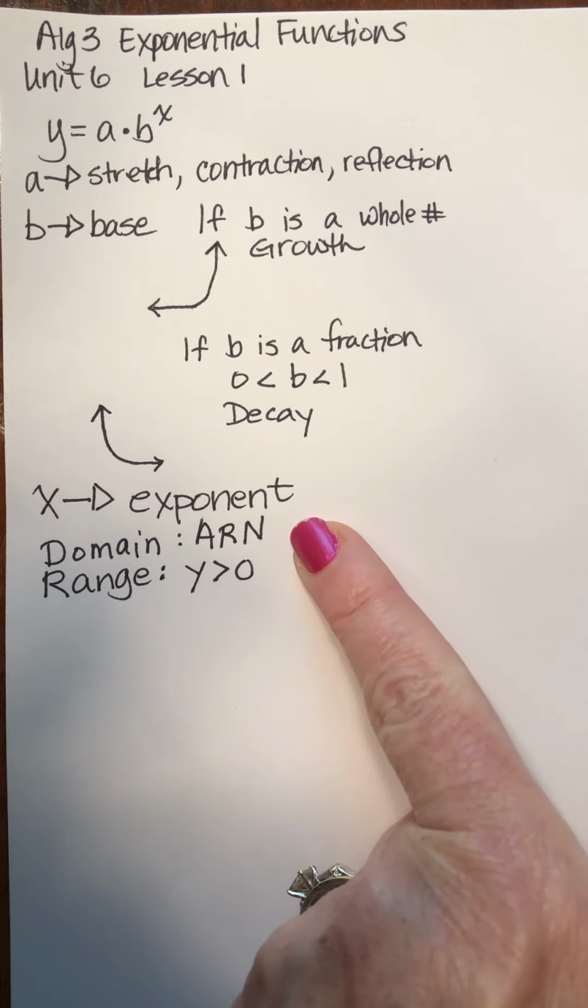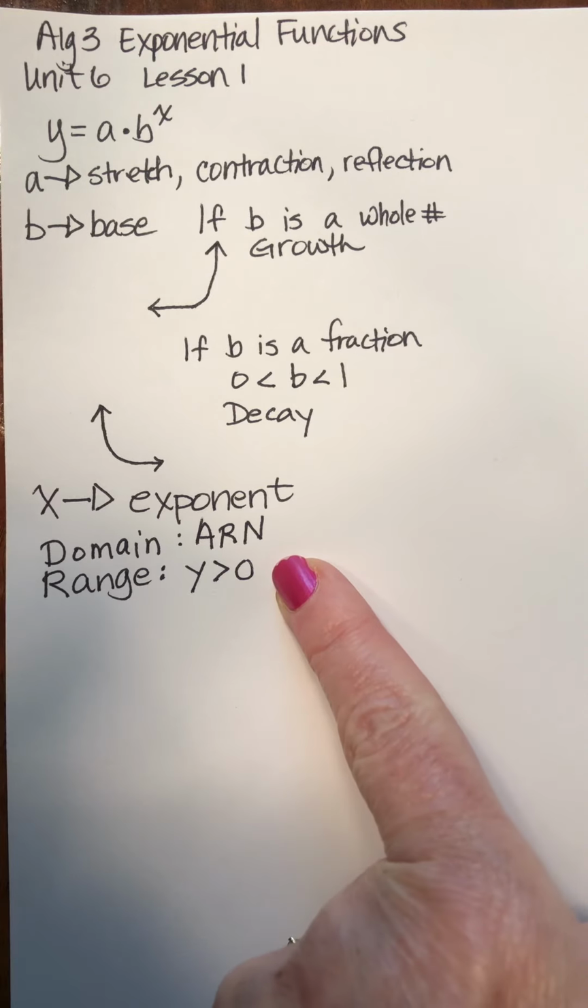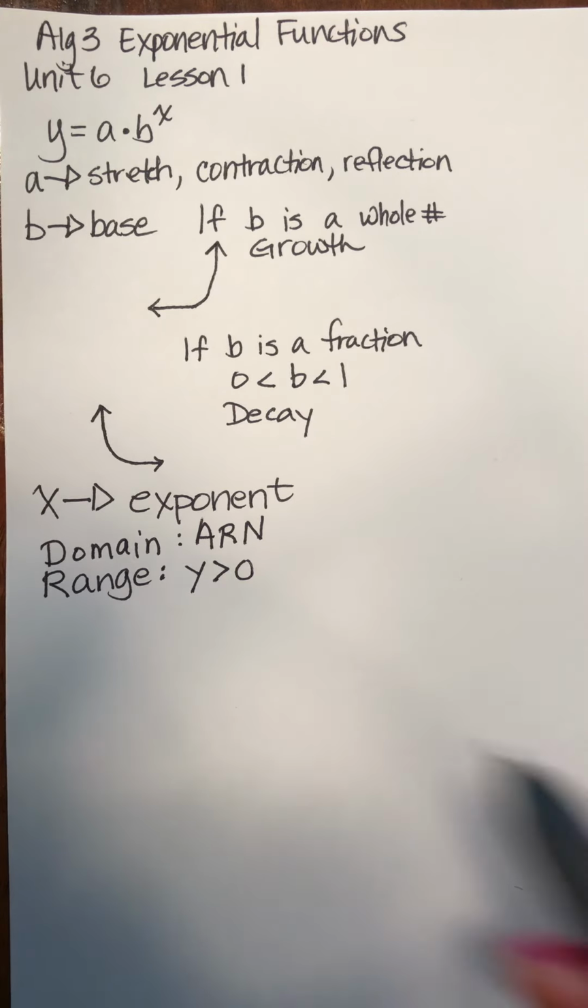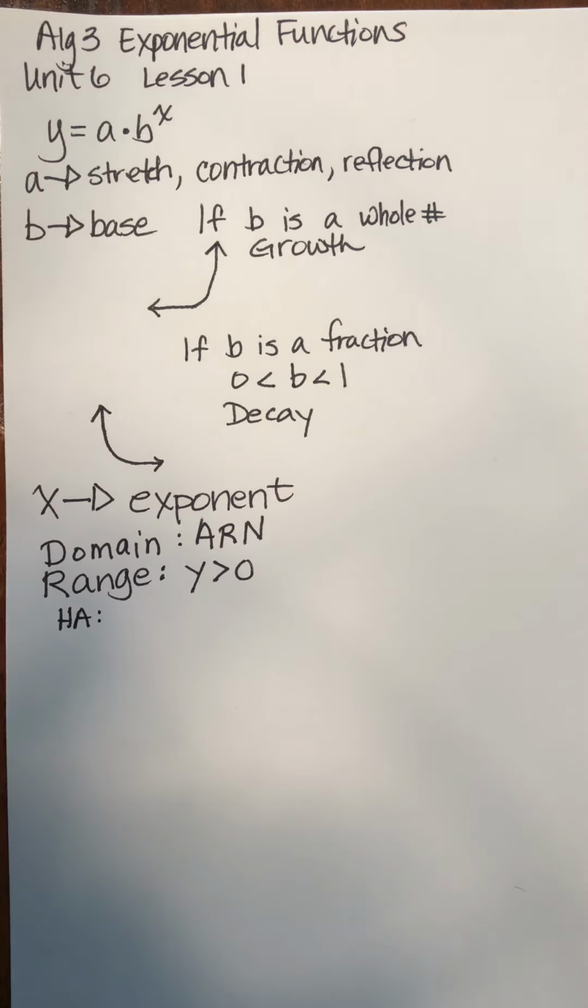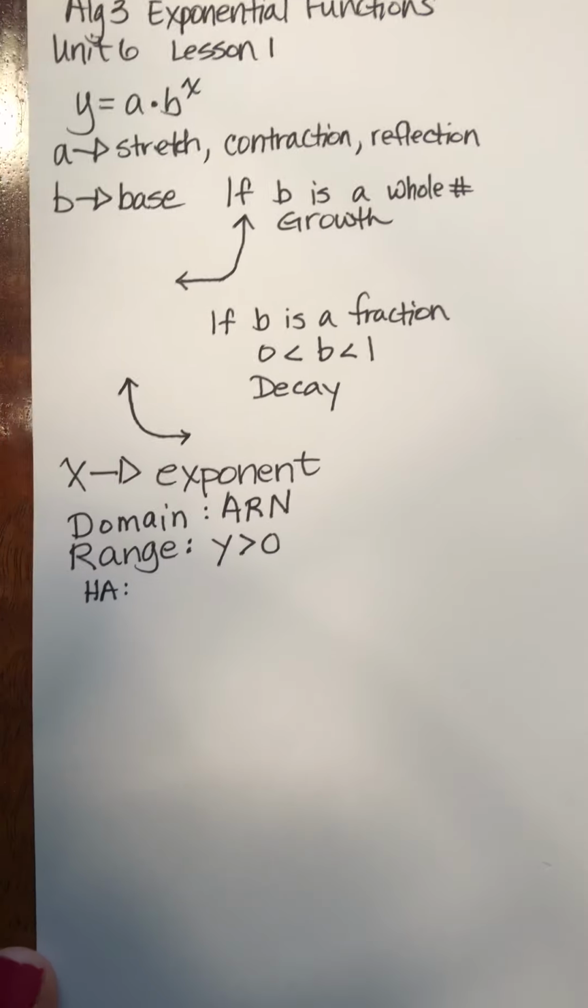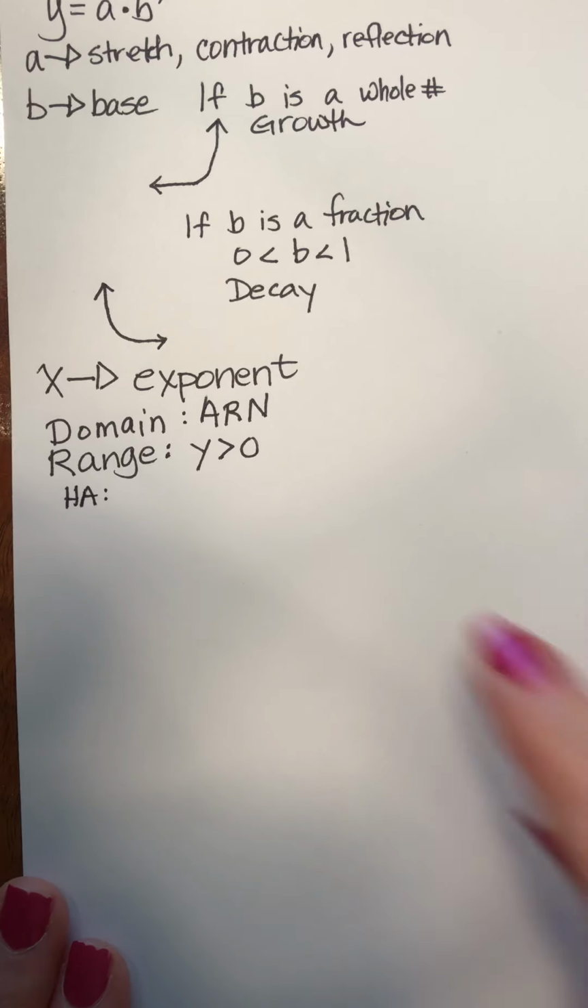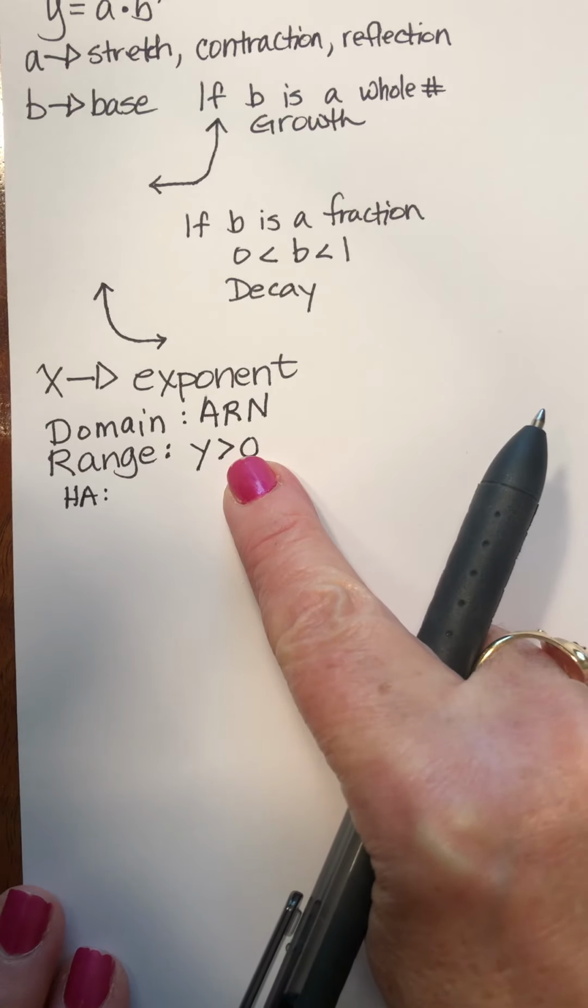The domain's always going to be all real numbers. The range is always going to be y is greater than 0. We also have a horizontal asymptote, and we've worked with these before. Remember, your horizontal asymptote in the previous unit dealt with the range.